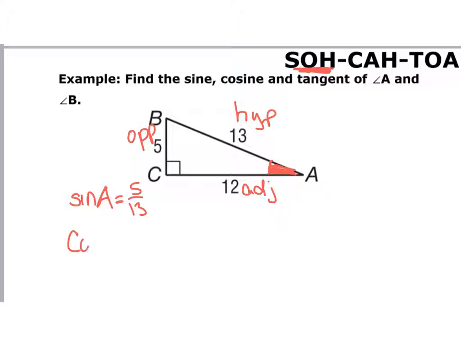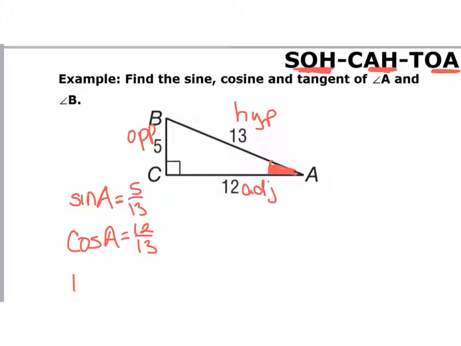Cosine of A. That's how we abbreviate that. Cosine of A, but we don't say cos A. We still say cosine of A. Cosine of A is adjacent over hypotenuse. What's my adjacent? 12. What's my hypotenuse? 13. And then I look at it and I say, can that reduce? No. Then I'm done.